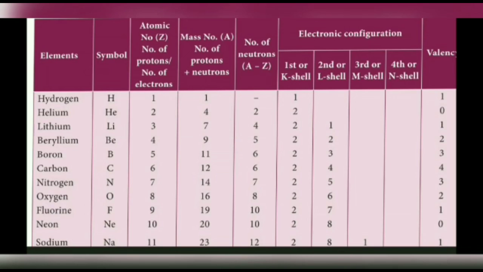Then next one, neon, atomic number 10. In the second shell 8 electrons are filled. So here the capacity of the second shell is also 8. So here no empty places are there. Therefore valency is equal to 0.